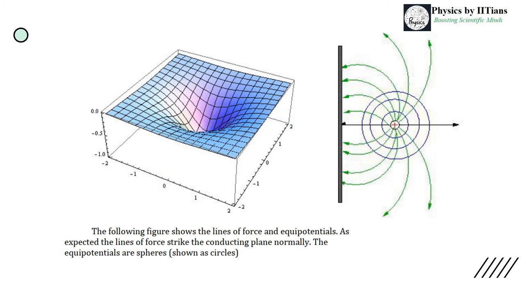So if we plot the lines of force and the potential surfaces, these are the electric lines of force, and the circular lines are the equipotential surfaces. This figure shows the lines of force and equipotentials, and the lines of force strike the conducting plane normally, and the equipotentials are these spheres.